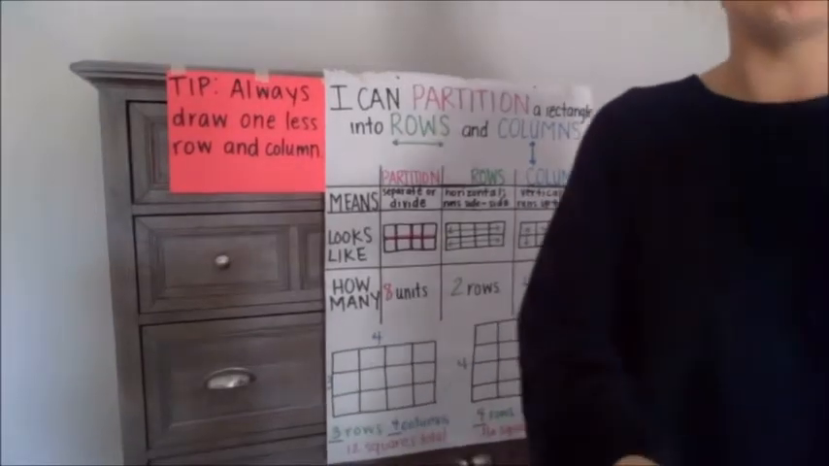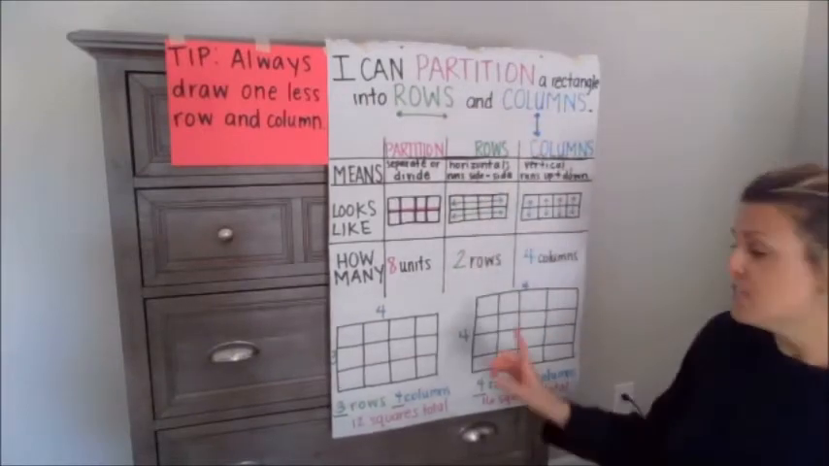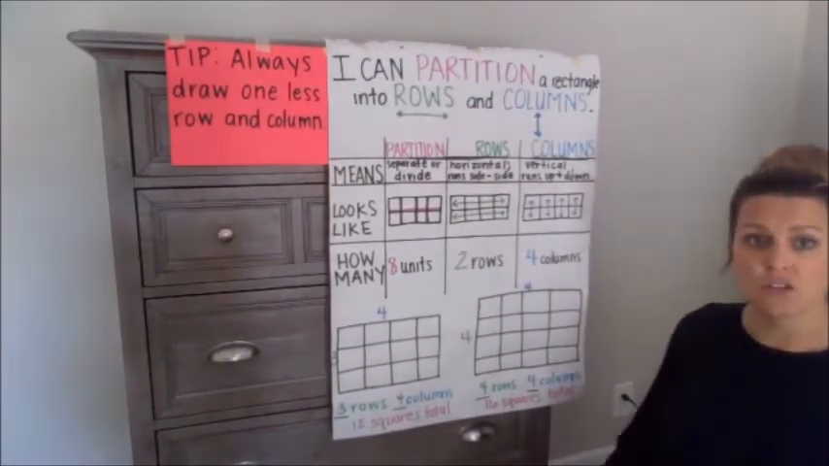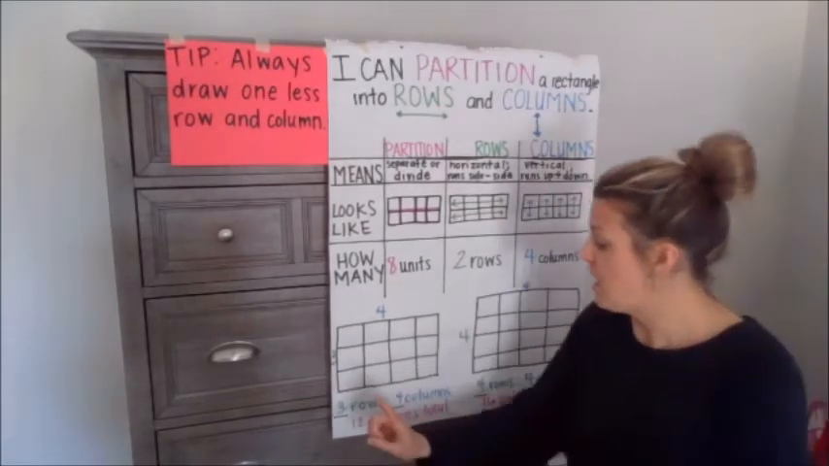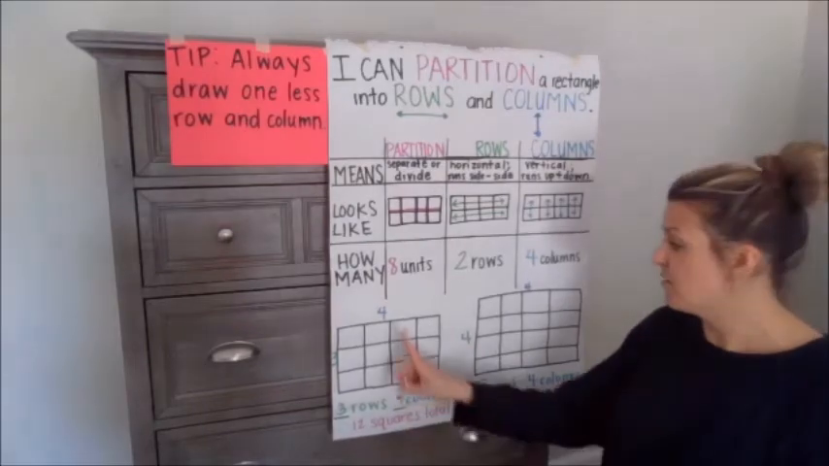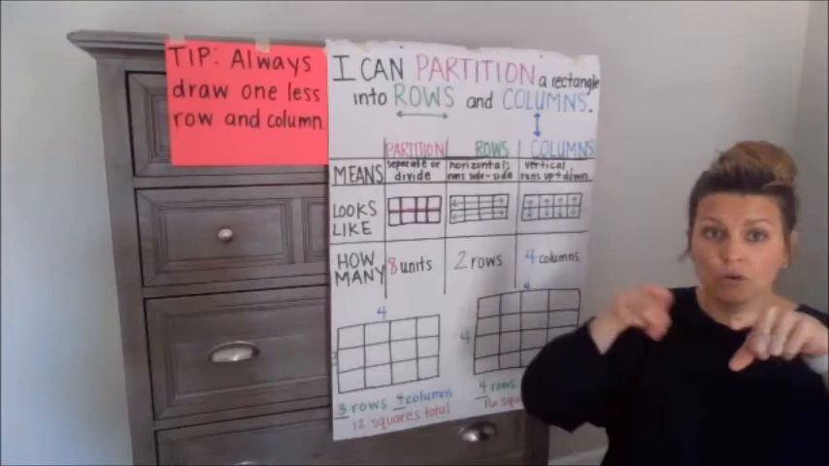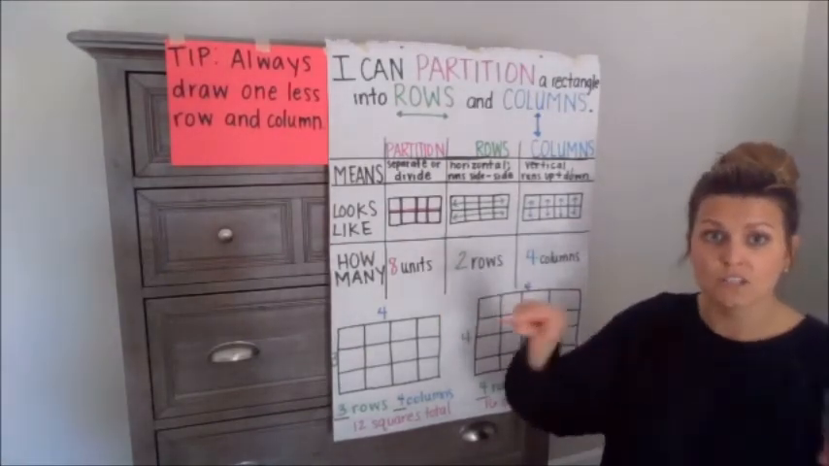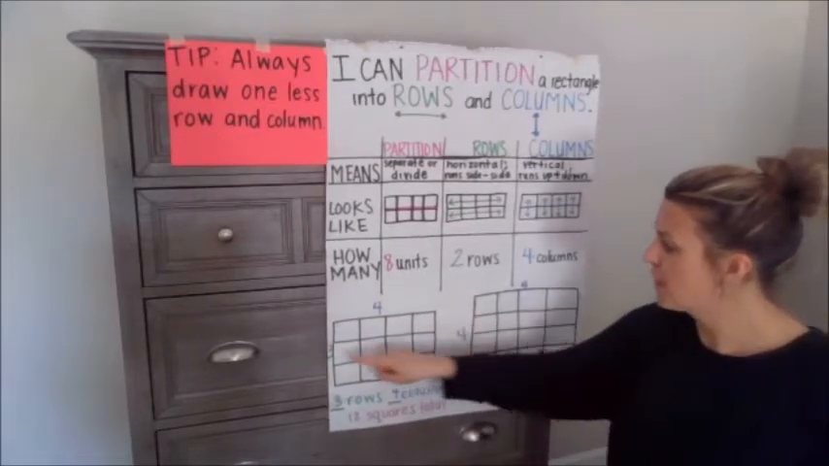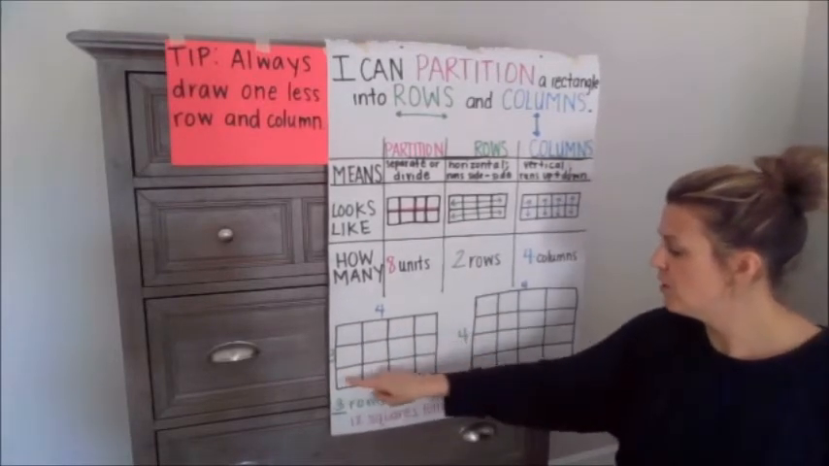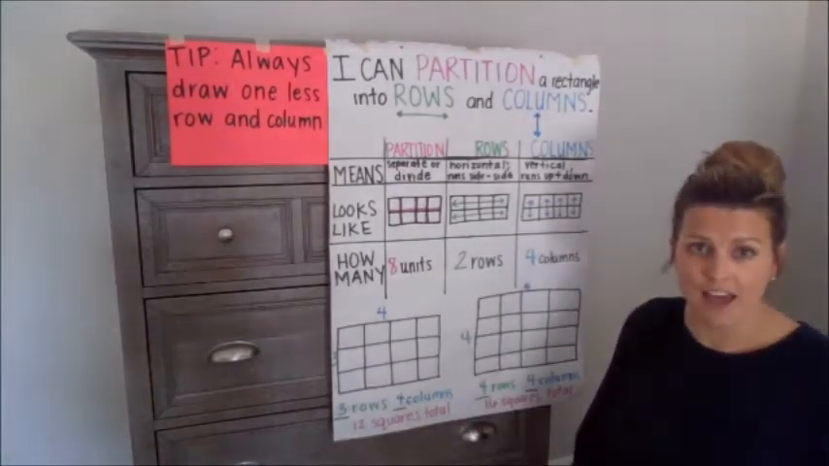Now let's take a look at the bottom of my anchor chart, where I have partitioned some more rectangles into different numbers of rows and columns. My first one I partitioned into 3 rows and 4 columns. So let's take a look at how I did that. Remember, rows run side to side. So let's count how many rows I have. I have 1, 2, 3 rows total.